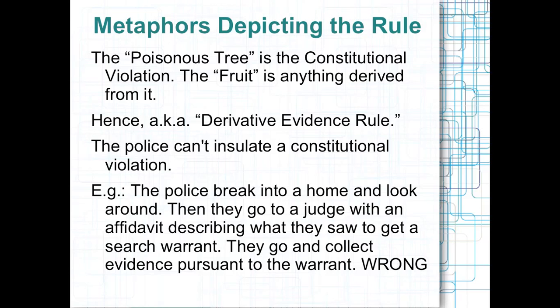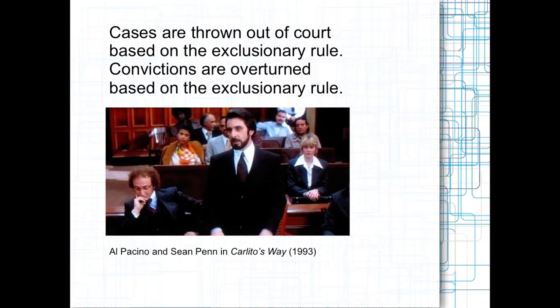We'll talk about exceptions. Remember, the exclusionary rule is the mechanism by which evidence collected in violation of the Fourth, Fifth, and Sixth Amendments are kept out of court. Convictions can be overturned years later if a violation has been discovered.